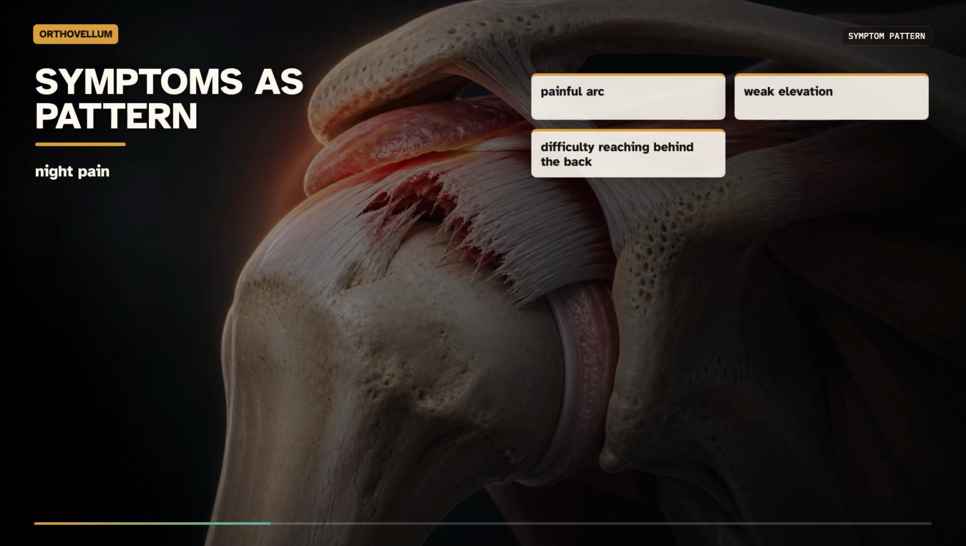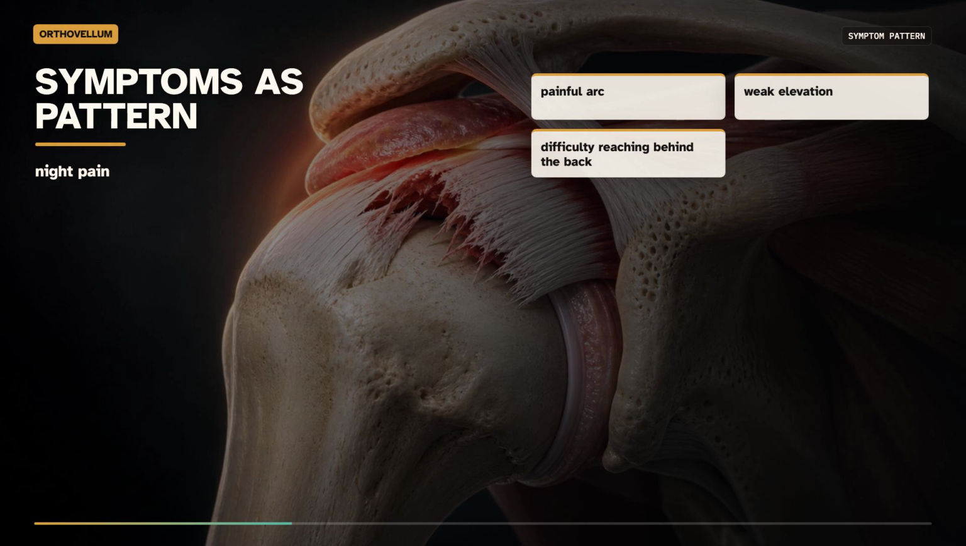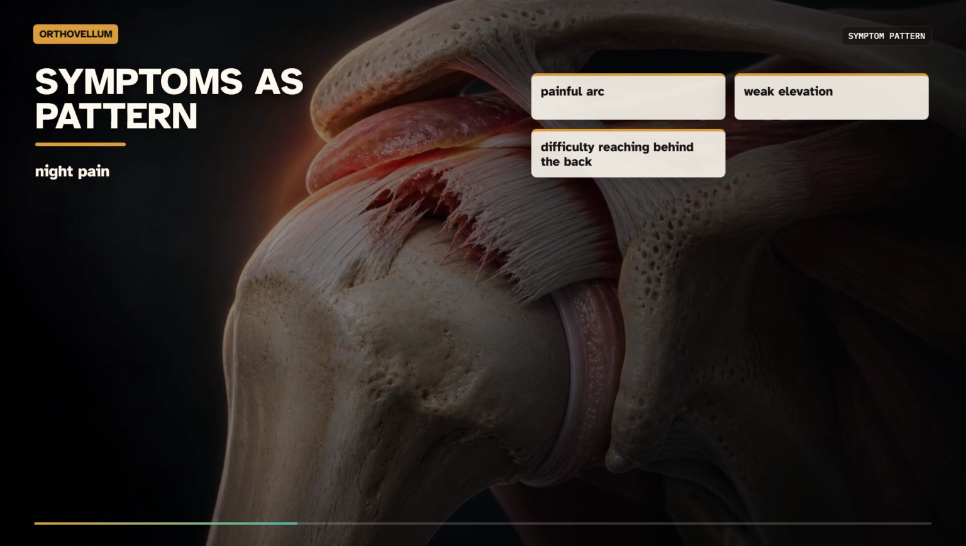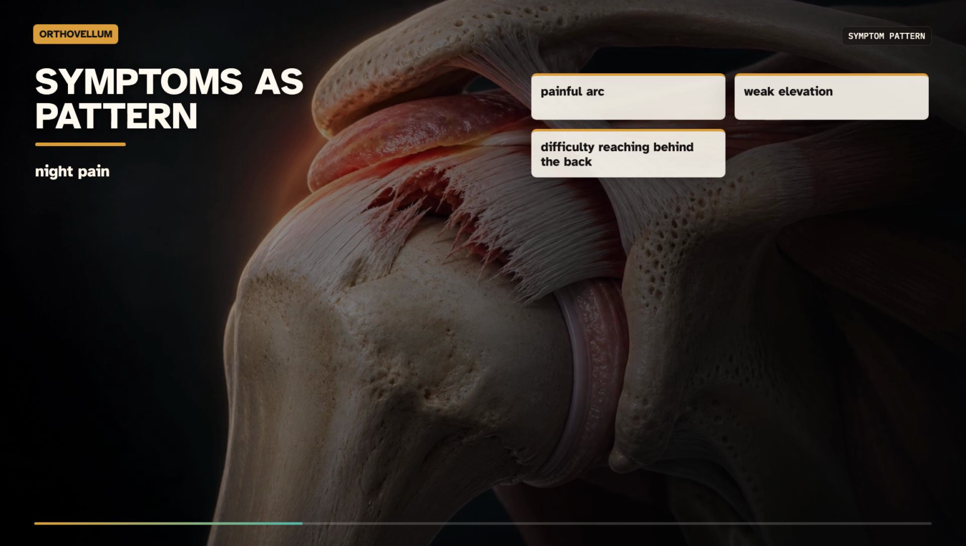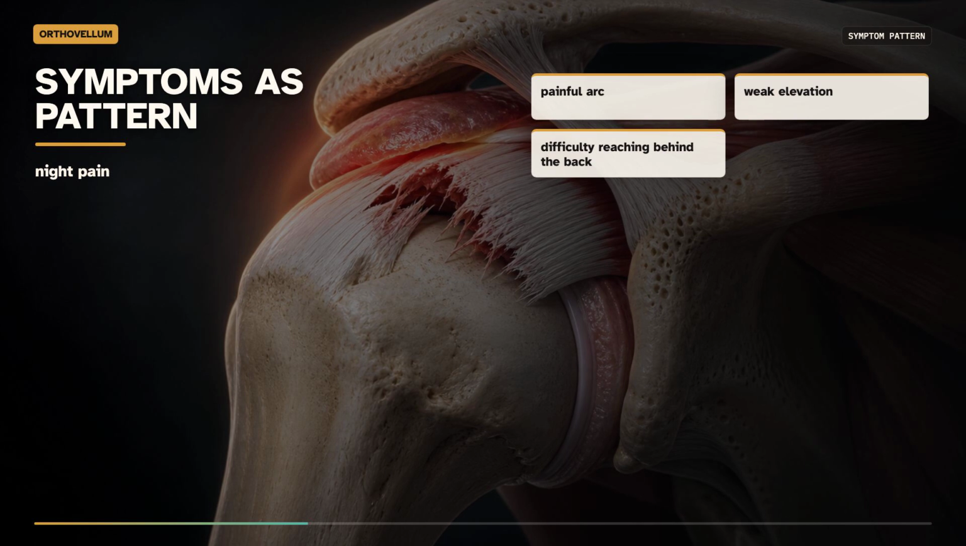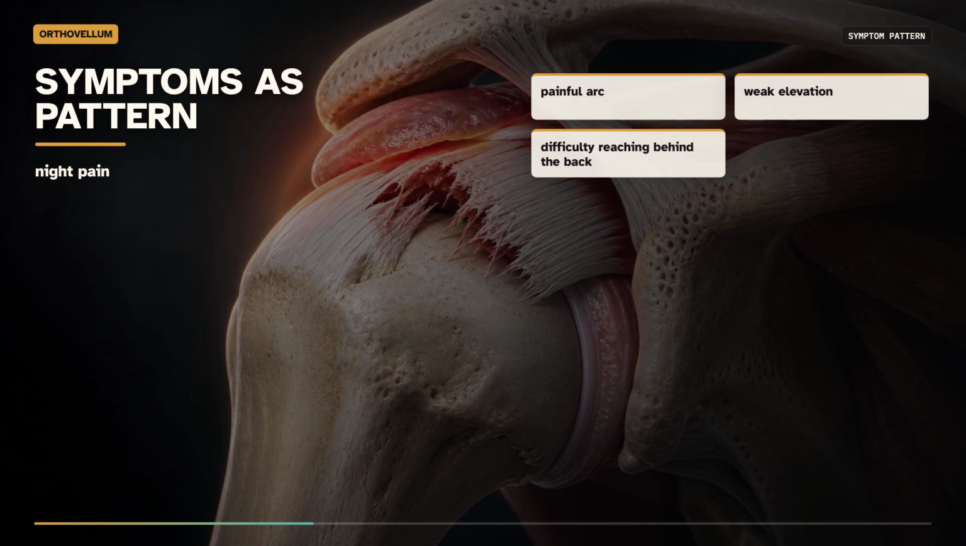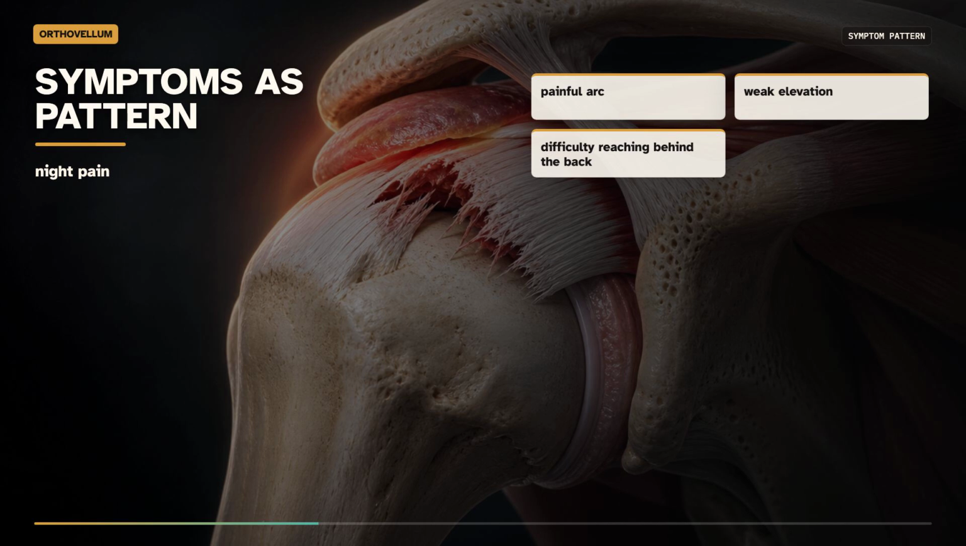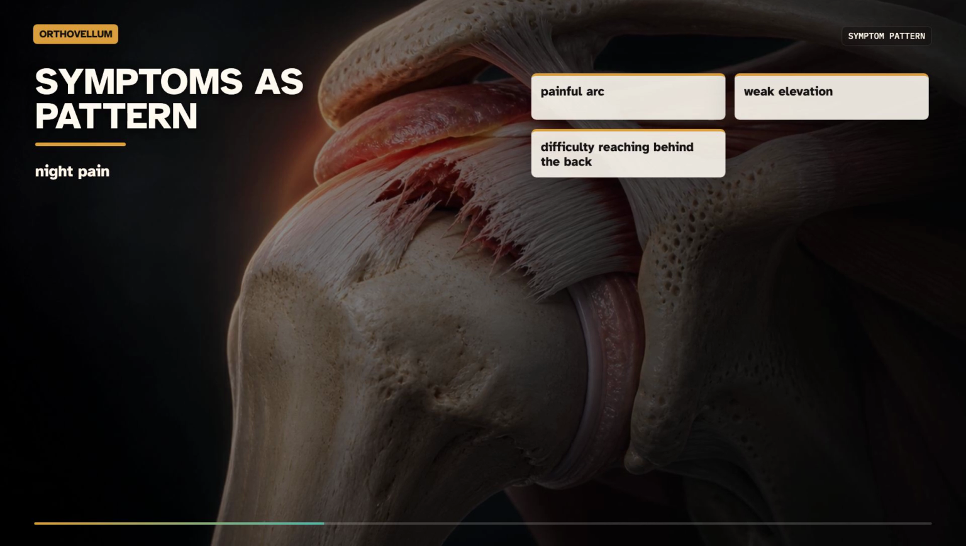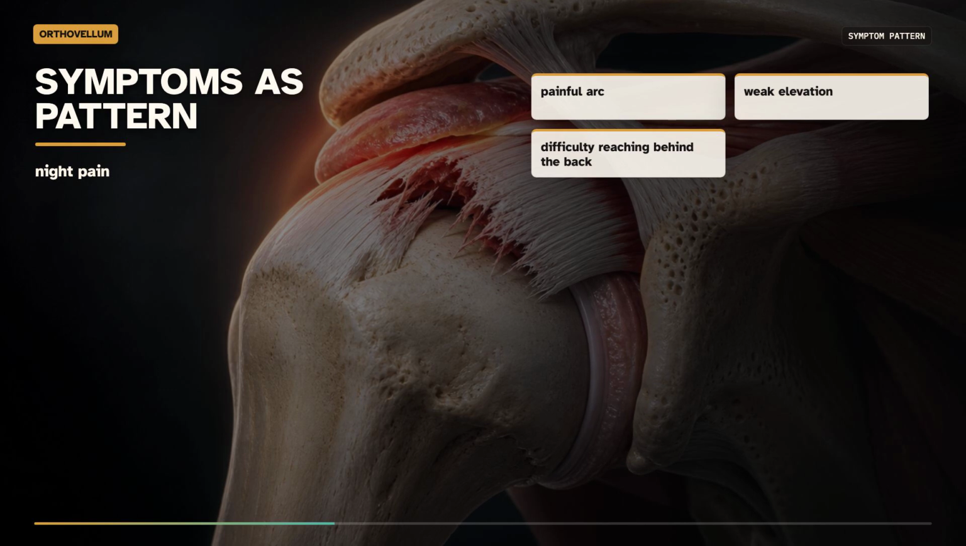The common symptoms cluster around night pain, painful arc, weak elevation, difficulty reaching behind the back. Symptoms matter most when they form a pattern. One symptom by itself can mislead. A cluster is much more useful. Listen for timing, load, swelling, night pain, mechanical symptoms, and whether the person is losing trust in the limb. Also listen for what the problem has taken away: sleep, walking, work, sport, independence, or confidence. The best history is not a questionnaire. It is a map of what loads reproduce the problem, what settles it, and what function is disappearing.